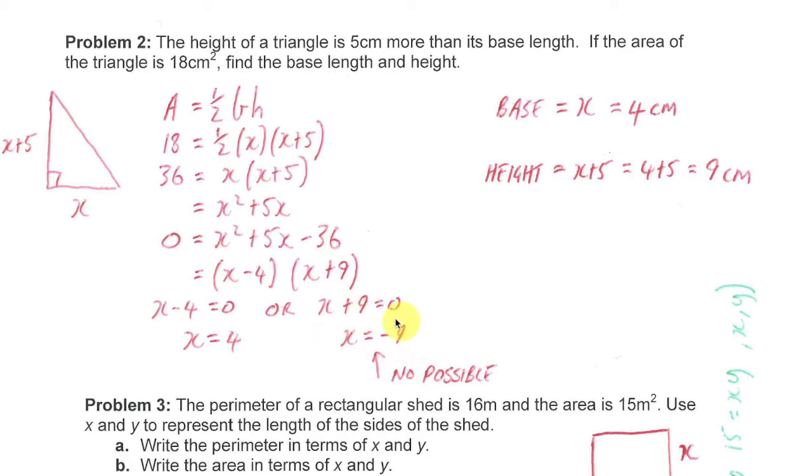Now this is impossible, x equaling negative 9. We can't have a negative amount here for the length or for the base of the triangle. So we're accepting x equaling 4. So the base is 4 centimeters, the height is x plus 5, so the height is 9 centimeters.